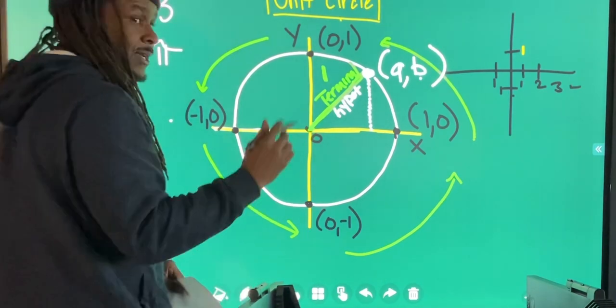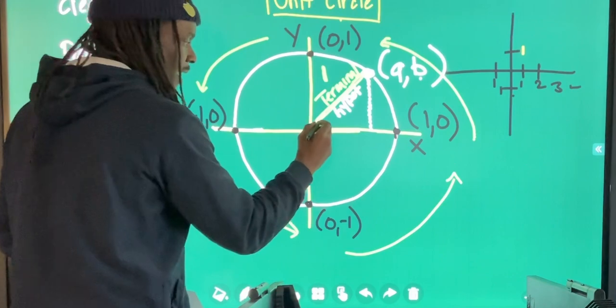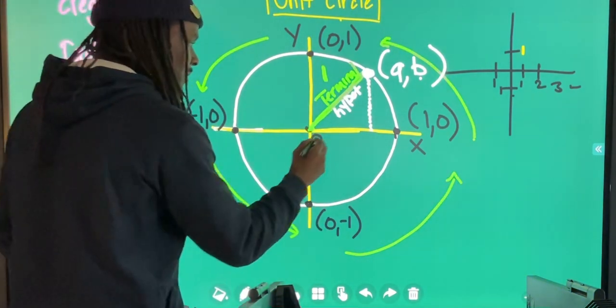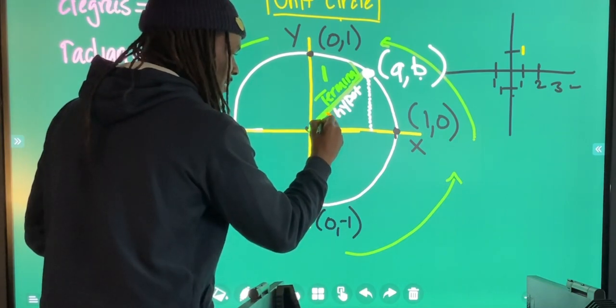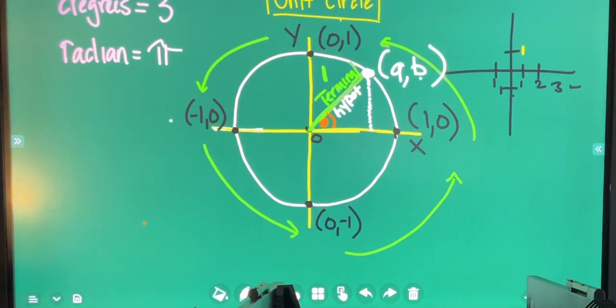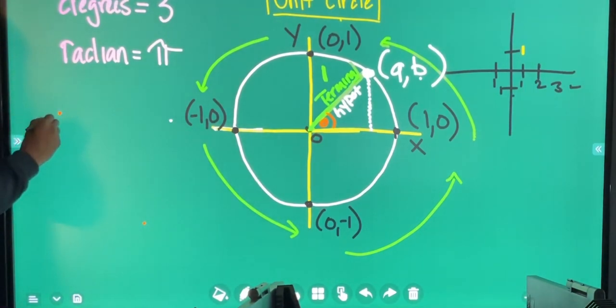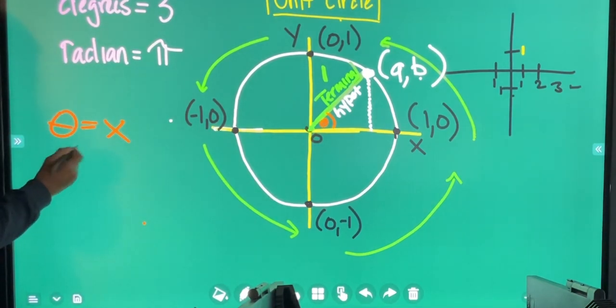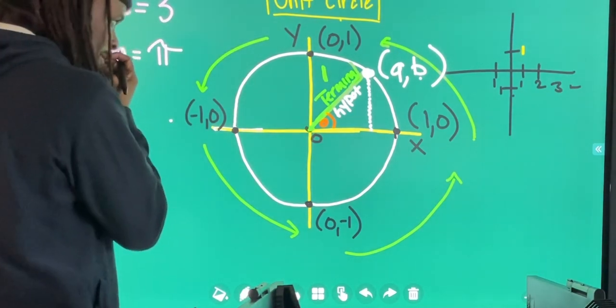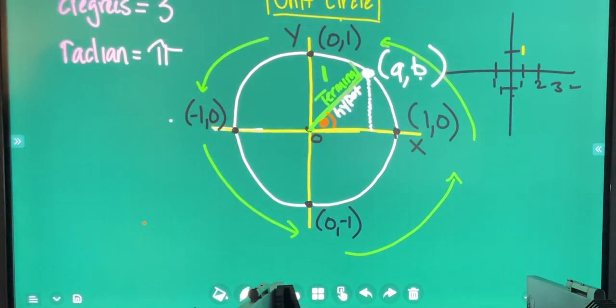Now, let's say I had a theta or a little x. I'll call it theta. Theta and x is the same thing. Instead of using x like we were doing in algebra, we're gonna use theta. It's like me saying 3x, you know what I'm saying? So it's the same thing. Theta and x is the same thing. So, what do you notice? Here's your first coordinate.